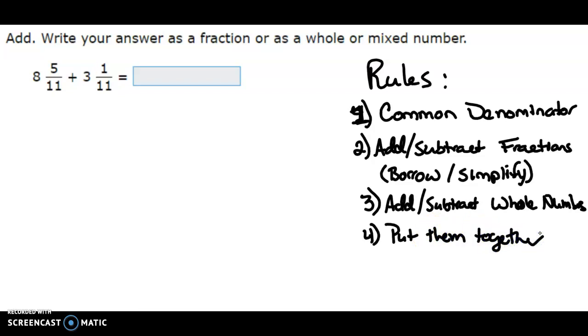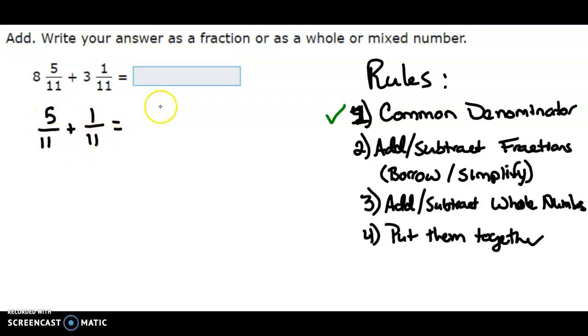Okay, so let's practice. Please write this question down in your notebook. So we start with 8 and 5/11 plus 3 and 1/11. Our first rule, common denominator, check. They already both have a common denominator. Second rule is to add or subtract the fractions. When you do this, I want you to actually physically rewrite just the fractions in addition form, and the reason why we're adding is because we are adding these 2 fractions together. If this was minus, we would be subtracting these 2 fractions.